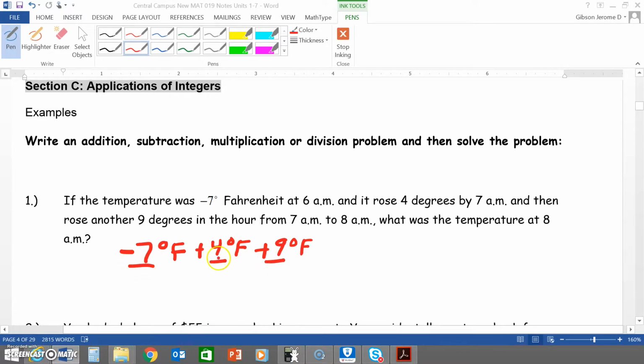Now, if you look here, -7 plus 4, they have different signs. So again, in your mind, you should be thinking 7 minus 4, which is 3. But since 7 is the larger number and is negative, it ends up being -3. And we have to add this to the 9 degrees Fahrenheit. And then they have opposite signs. So we would take 9 minus 3, which is 6. So since 9 is larger than 3 and is positive, it will remain a positive 6. So your final answer here would be 6 degrees Fahrenheit.